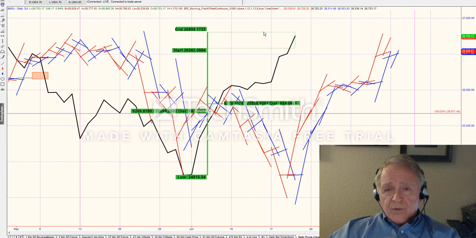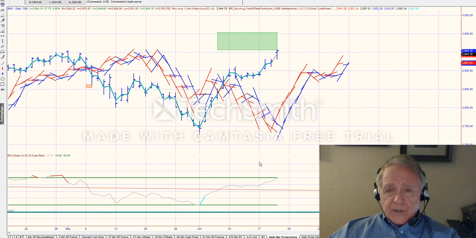On the Dow Jones, it called for 26,582 and change to 26,804 and change. Today's closing price of 26,753 came well inside the projection window. So that's the closing price projections for the Dow and the S&P. Let's show you the intraday projections, which are again quite interesting too.